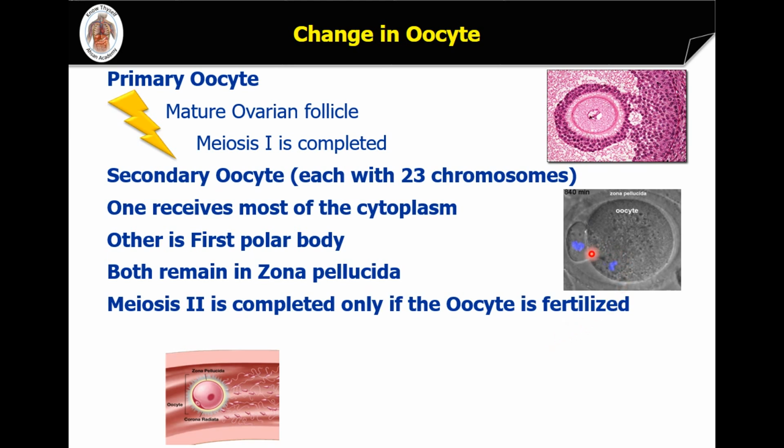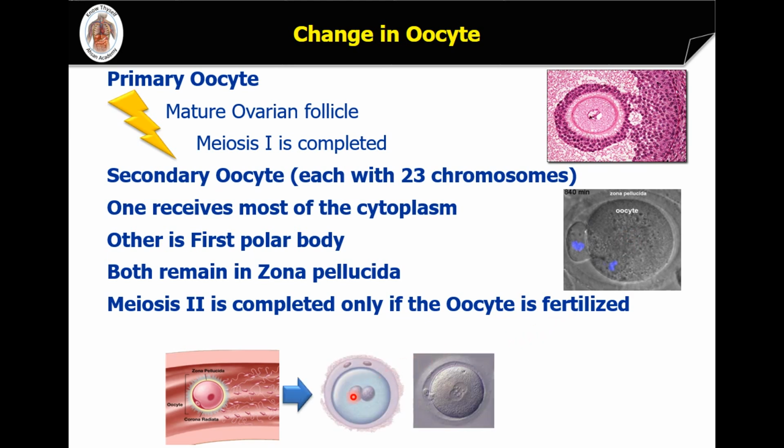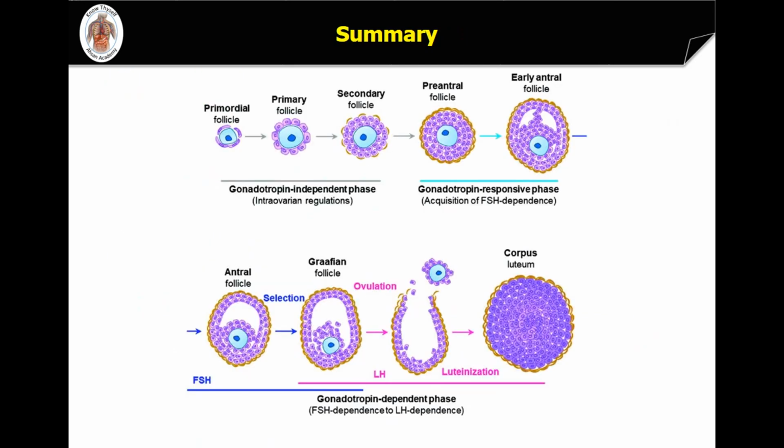Meiosis II in either cell will be completed if this is fertilized. If not, then this will degenerate. You see, there are 2 polar bodies and 2 divisions if this is fertilized. Otherwise, this second meiotic division will not be completed.